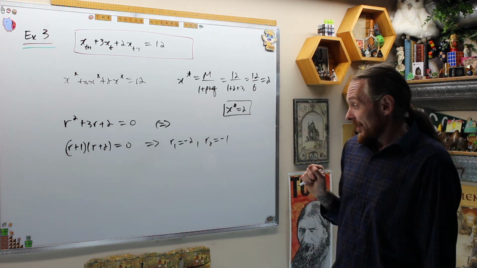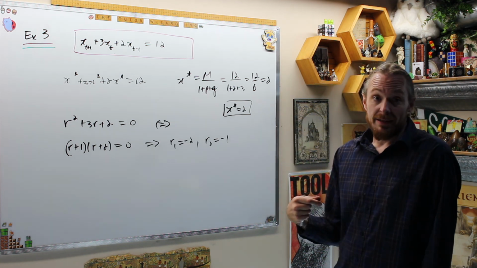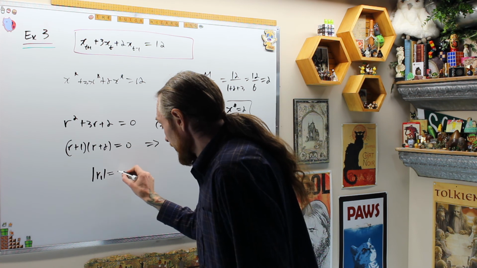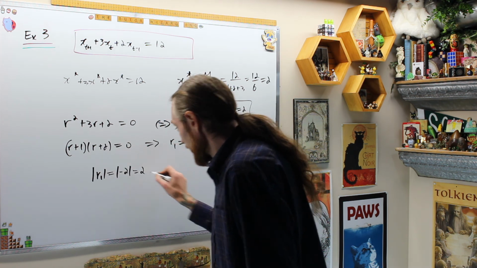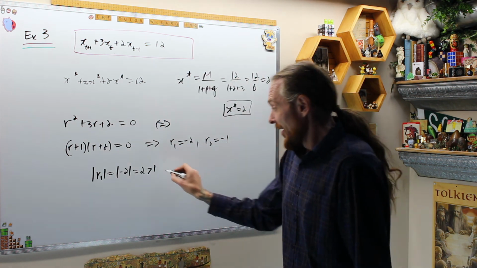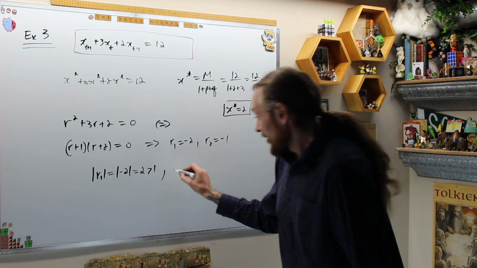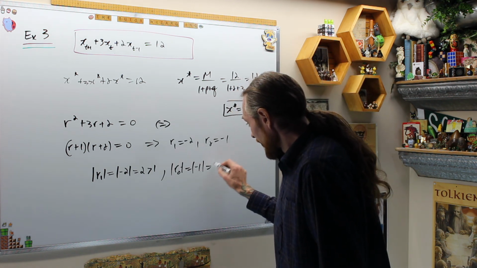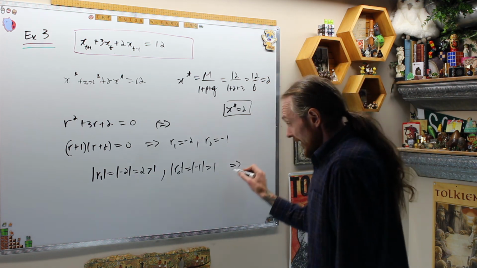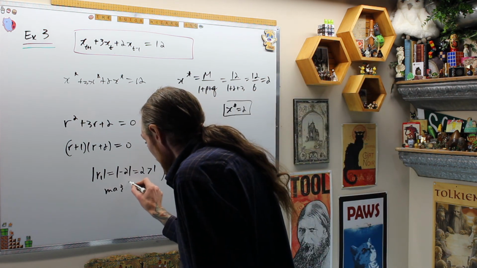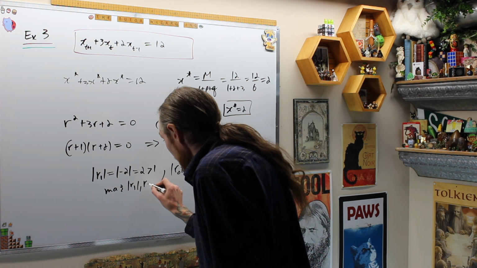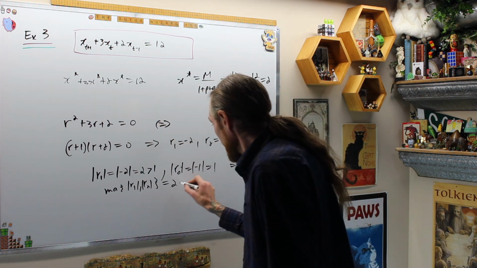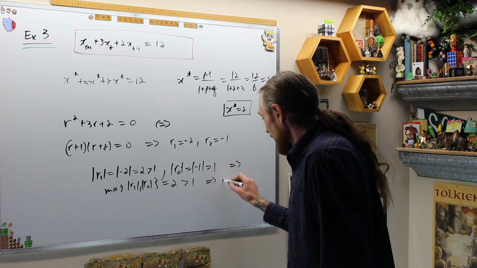And then what I'm going to do with this is, first of all, is it asymptotically stable? No. We know that the absolute value of r1 is going to be the absolute value of negative 2, which is 2, which is larger than 1, and the other one's smaller. The absolute value of r2 is going to be the absolute value of negative 1, which is 1. But what does that tell us? The maximum of the absolute value of r1 and r2 is equal to 2 in this case, which is larger than 1, so unstable.